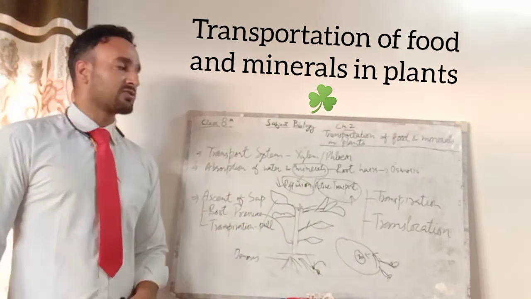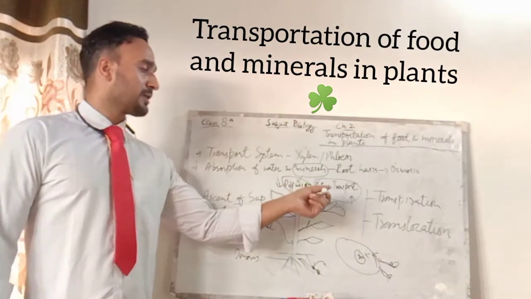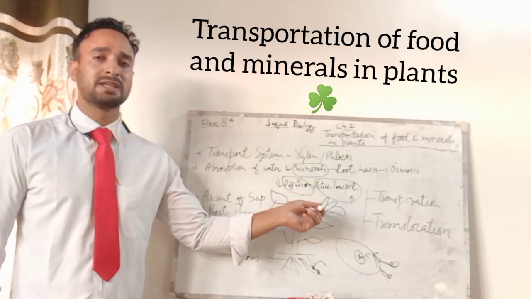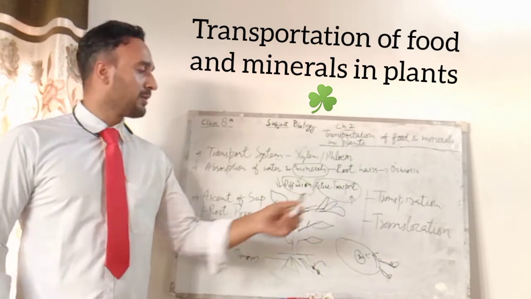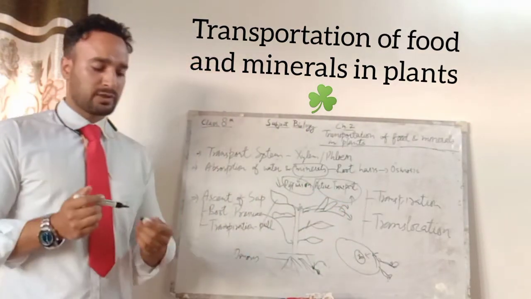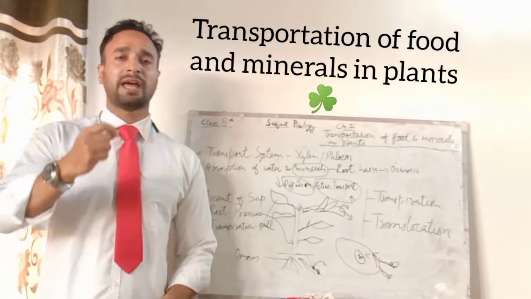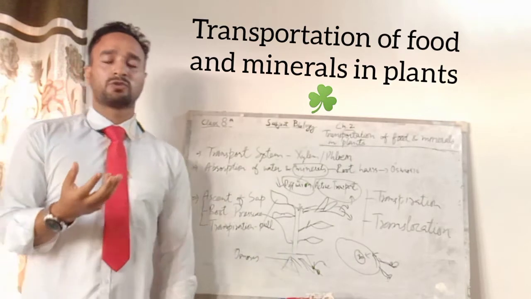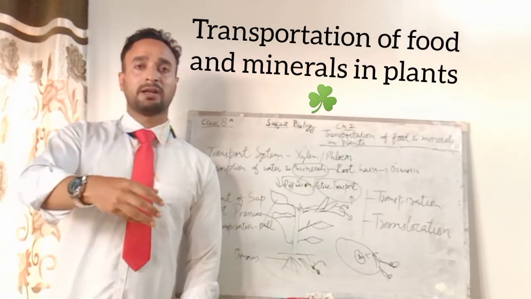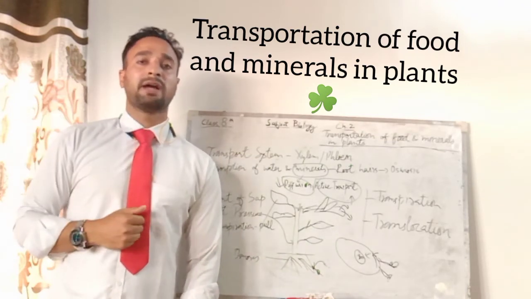And number two is the transpiration pull. Transpiration pull is when there's a loss of water molecules from the leaves in the form of water vapors, and those water vapors escape the leaves. It creates a suction pressure, just like the straw in your soft drinks, where when we are sipping, the soft drink is being pulled by our sipping.